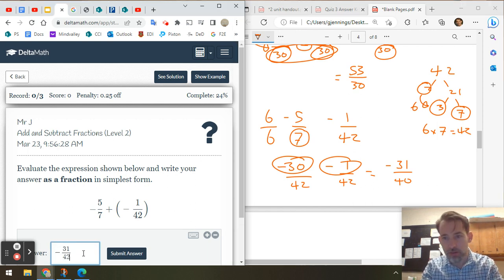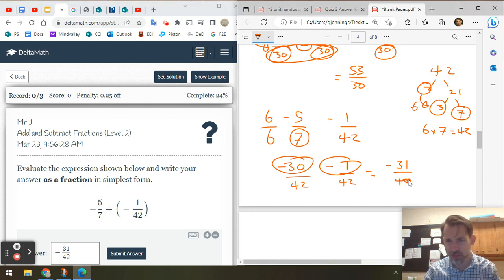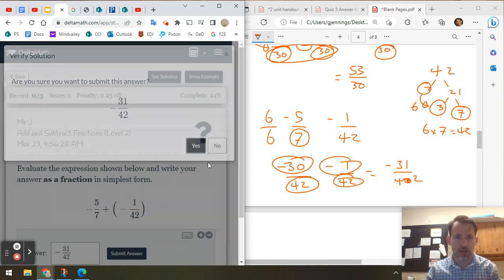31's prime. So it doesn't share any factors with 42, so we're done. Notice I wrote 40. No, it's 42. Okay.